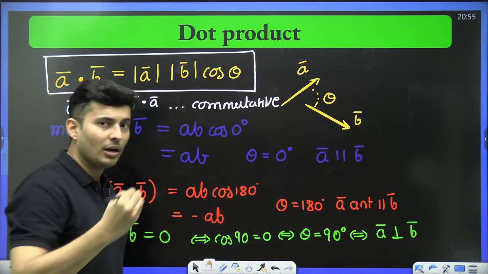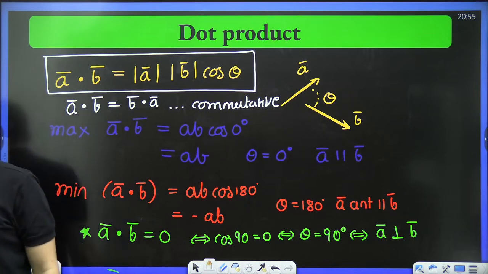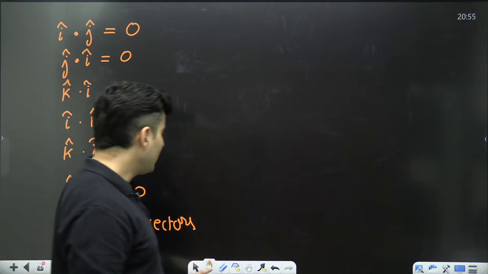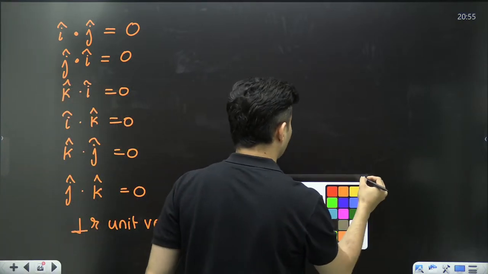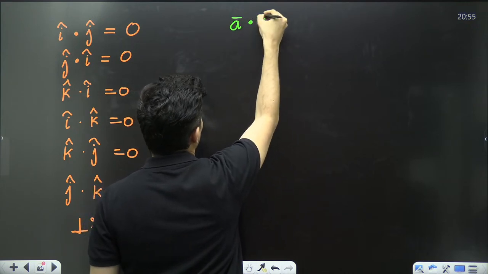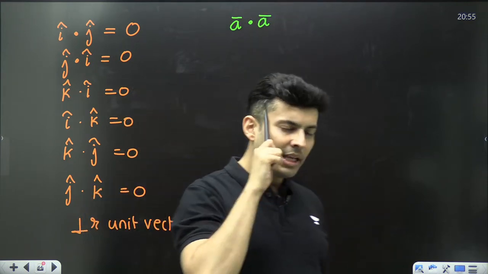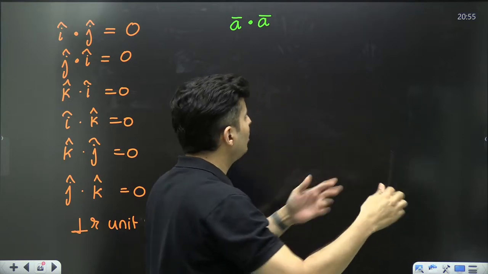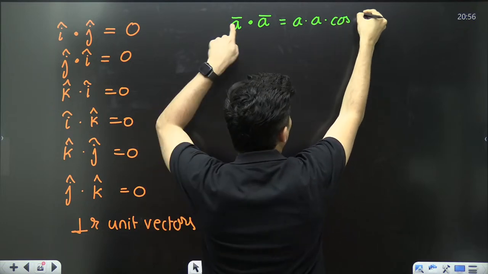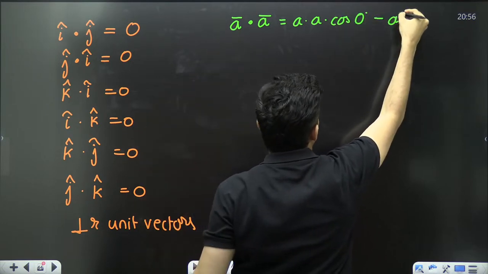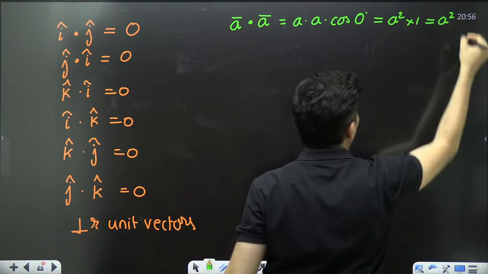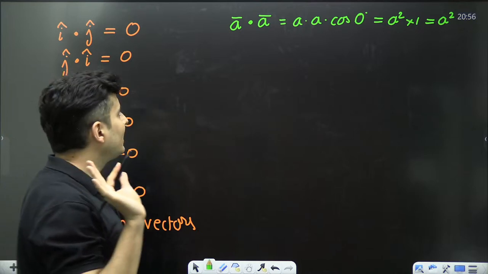It is basically commutative, everybody gets this? Very nice, awesomeness. Now, I ask you, what is A vector dot A vector? Think logically, A vector dot A vector will be A A cos of the angle. What is the angle between them? Zero. So it will be A square into 1, which is basically A square. Correct?